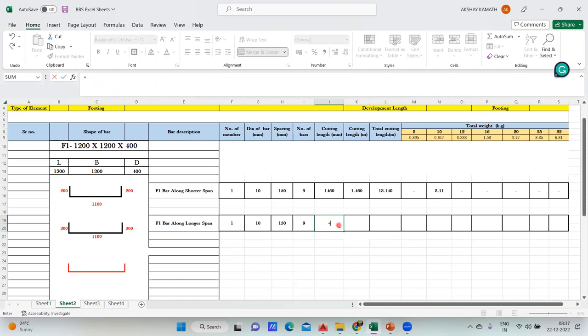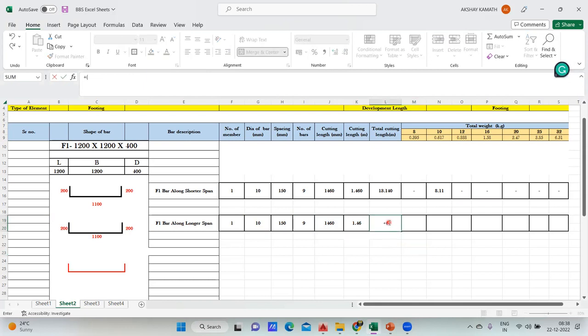Again, coming to the total cutting length. How do you find the total cutting length? Open bracket. So this 1100 plus 200 plus 200, close the bracket. Okay. So in this, you have to do the bend deduction minus open bracket 4 times the D. So 4 multiplied by D. Diameter is 10 here, right? And close the bracket and hit the enter button. Finish. Again, it is 1460, obviously. And this will be, again, open bracket 1460. You divide it by 1000 and close the bracket. Finish. 1.46.